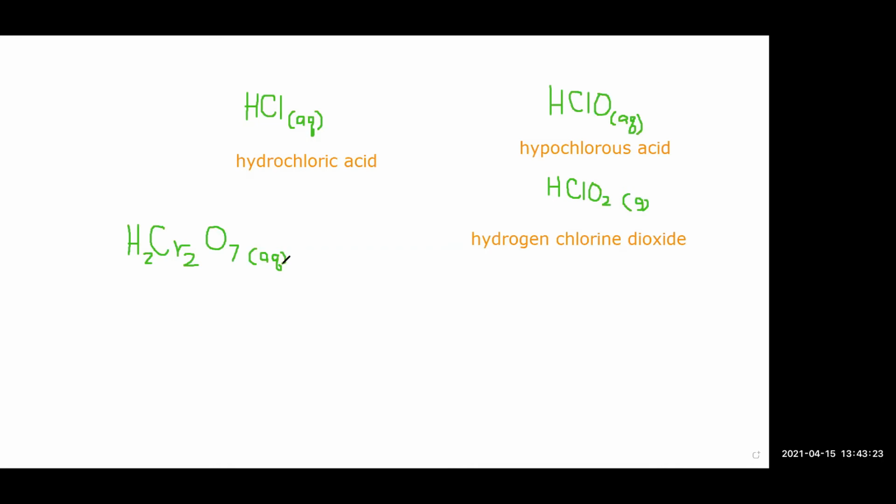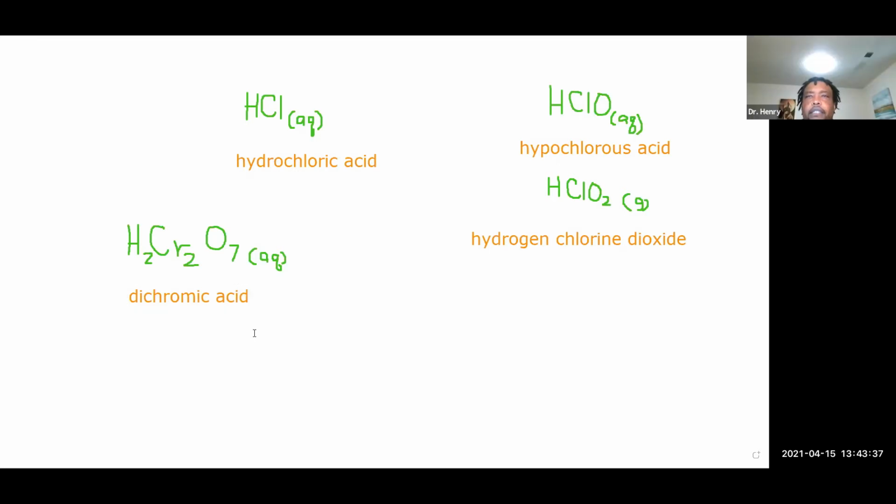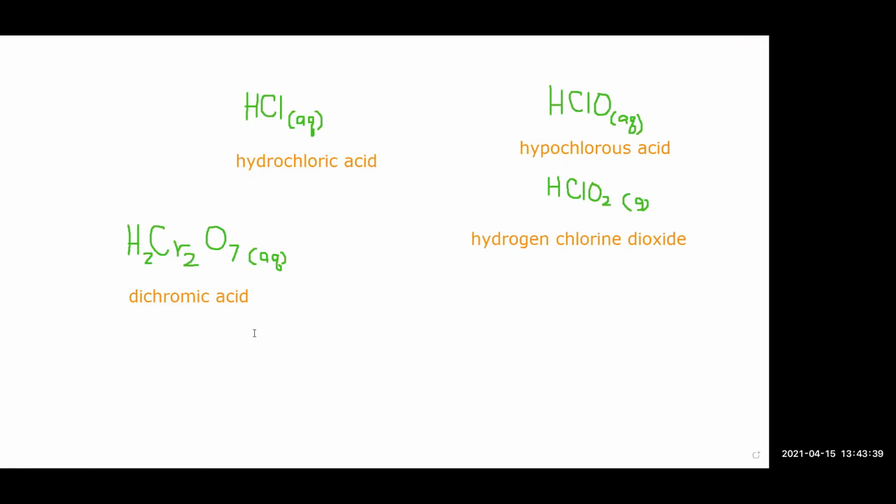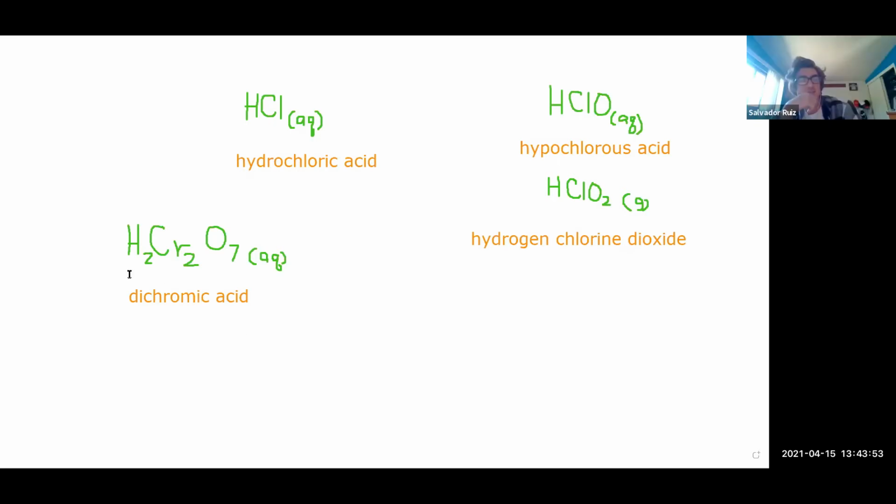Dichromic acid. Oh shoot, I didn't even see it. Dichromic, H2CrO4. So are you guys feeling good on the acids? Jamie, are you there? How will we be feeling good about this? What just happened with that one? Where'd the hydrogen go? Wondering the same thing. Where's the hydrogen?